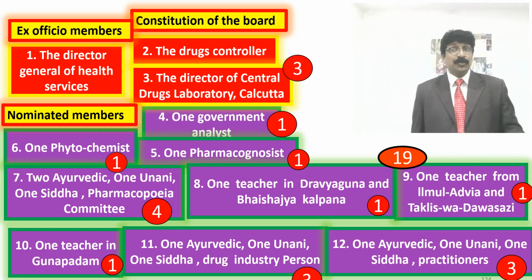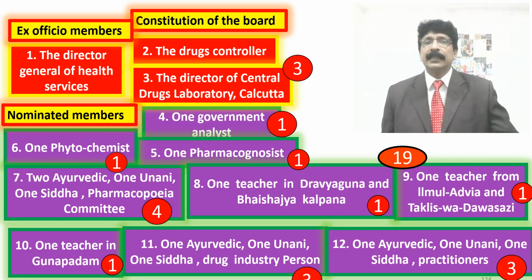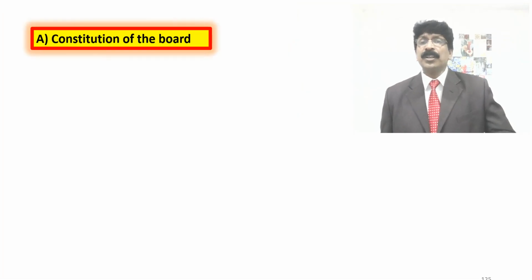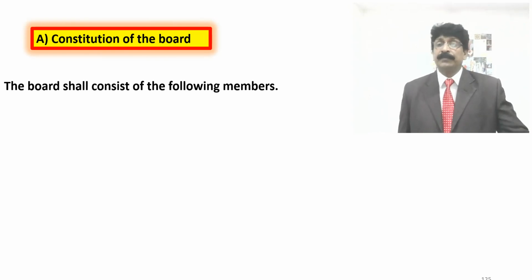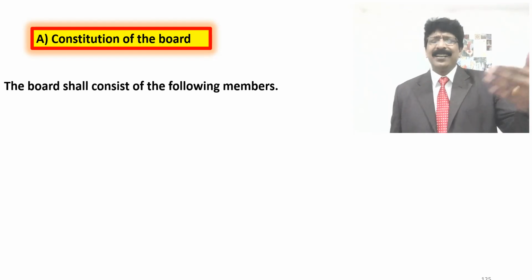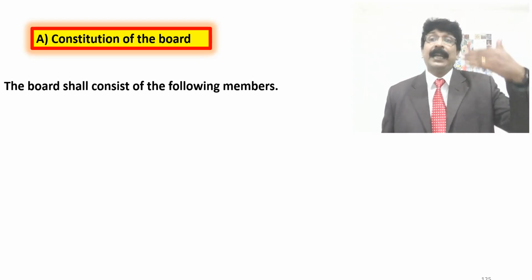So you should have an idea about this is the board. If they ask a 5 mark question also, students can clearly write about the constitution of this board, the technical advisory board for Ayurveda and Siddha, which is constituted by the government of India. The constitution of the board, what we have seen in the last slide, I repeated the same thing. The board shall consist of the following members, which are 19 members.